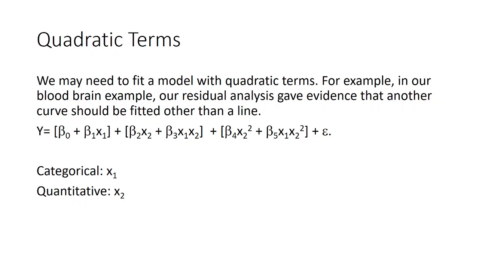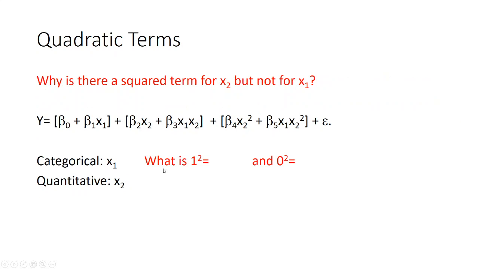Now pay attention to this one, because remember that x2 is a quantitative variable and x1 is the categorical data. It's important that you be able to set up this expression. And why is there a squared term for x2, our quantitative data, but not for x1? Well, if you think about it, x1 squared is what number? Well, 0. And what's 0 squared? Oh, I'm sorry, not that. It should be 1, and 0 squared is 0.